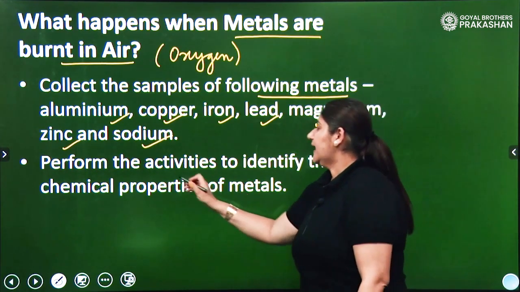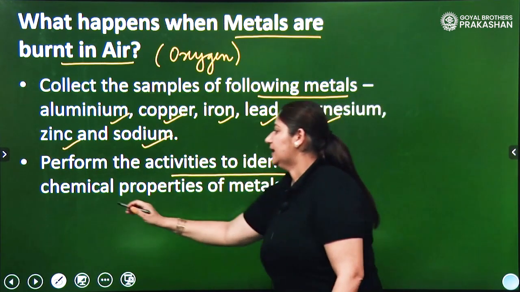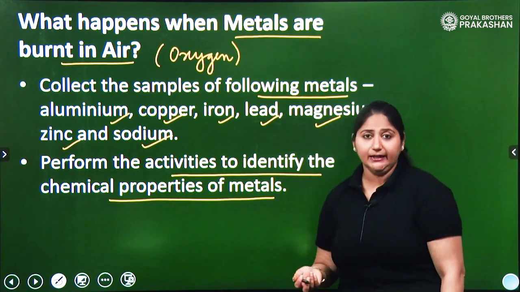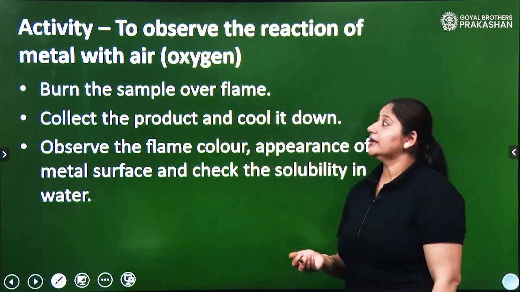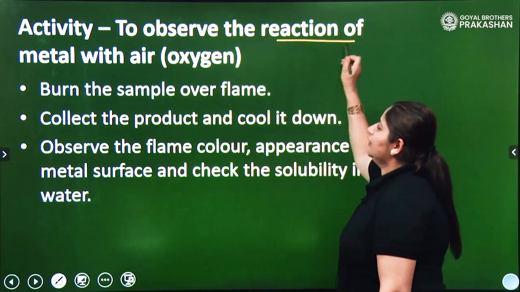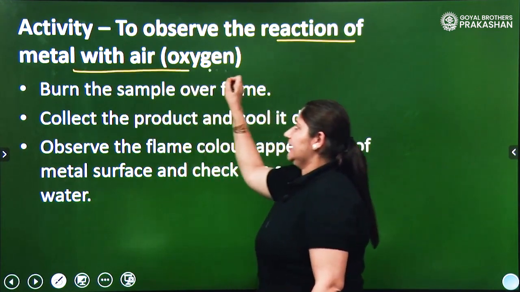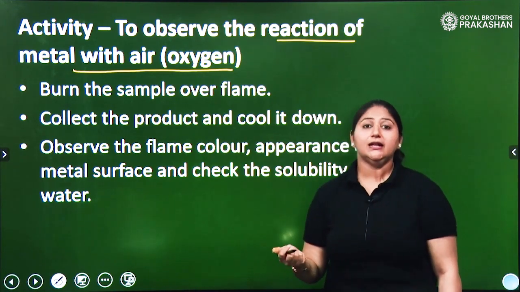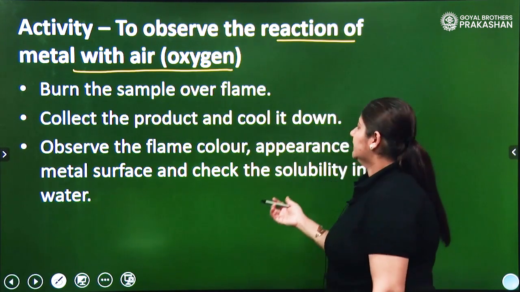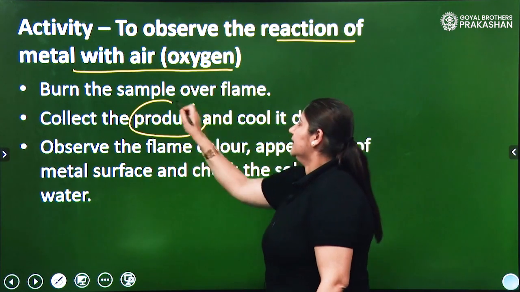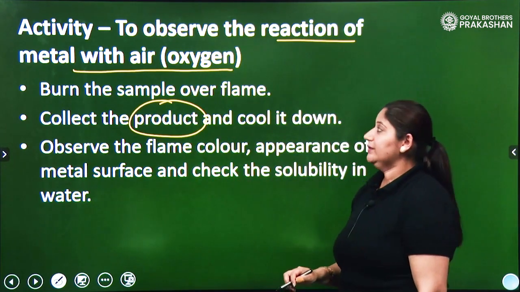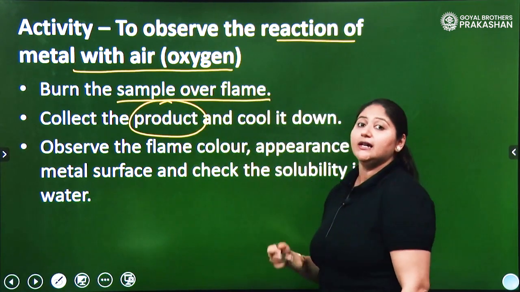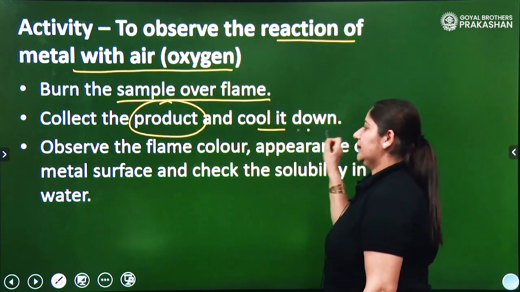Now what we have to do? We have to perform the activity to identify the chemical properties of metals. So the first property that we will be identifying is to observe the reaction of metal with air, that is oxygen. We will burn the sample and then we will see the color of the product. First of all, we will burn the sample over the flame, then we will collect the product sample and cool it down.